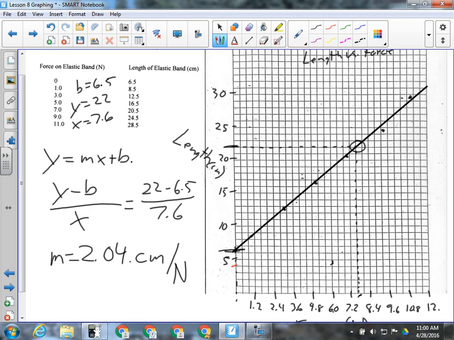Okay, all right. How many people are getting or have already calculated their slope? Okay, I'm going to give you a few more minutes. Just compare to that one. See how close you get.